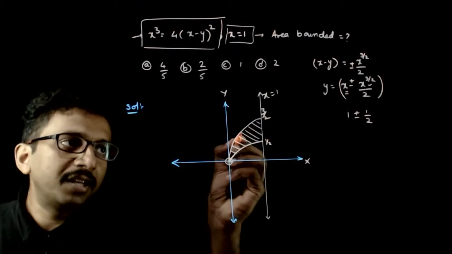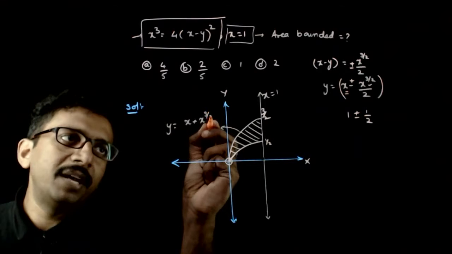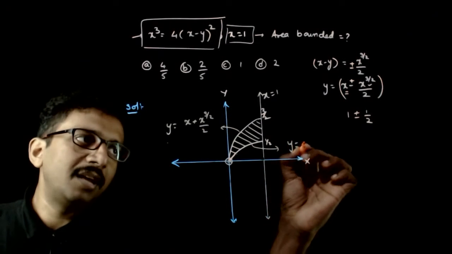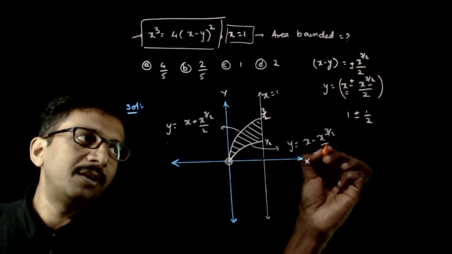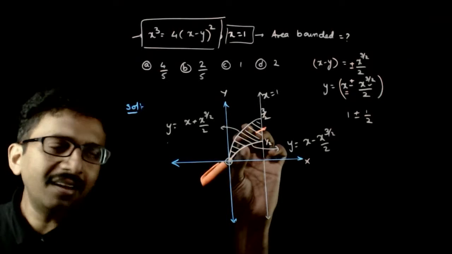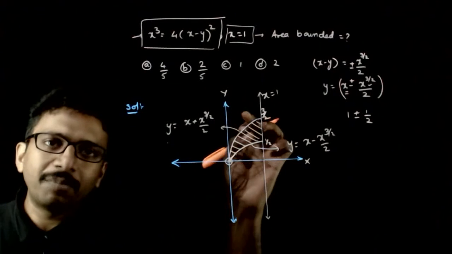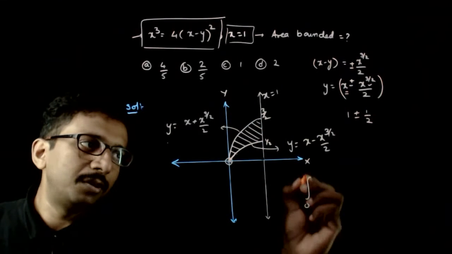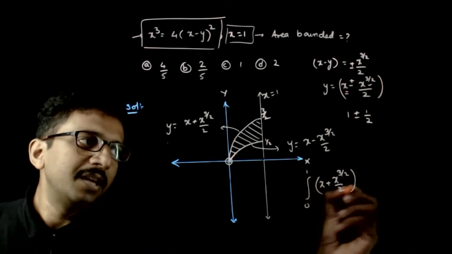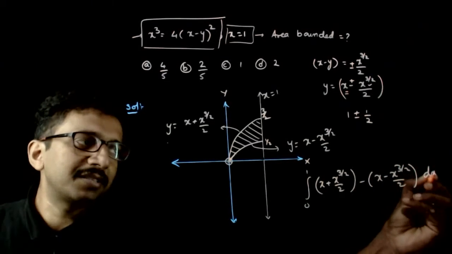So if you draw the graph in between, you get two arms of the graph. The upper arm is y equals x plus x power 3 by 2 by 2, and the lower arm is y equals x minus x power 3 by 2 by 2. Now you want the area under the region shown. How do you find this area? This is the area between the upper curve and lower curve. So integration from 0 to 1 of upper curve x plus x power 3 by 2 by 2, minus x minus x power 3 by 2 by 2, dx.